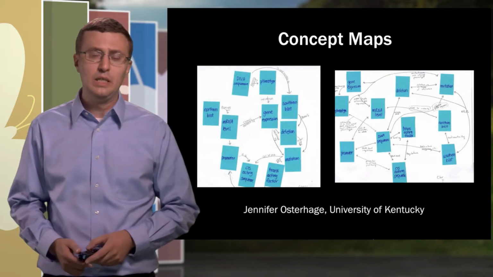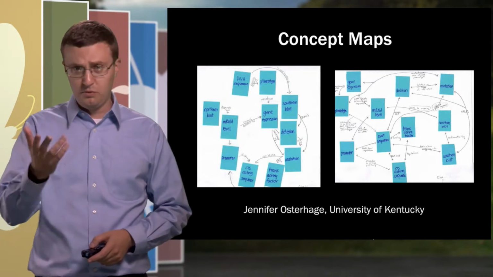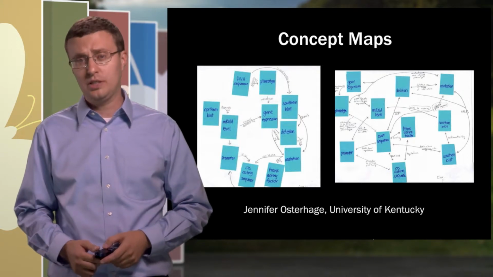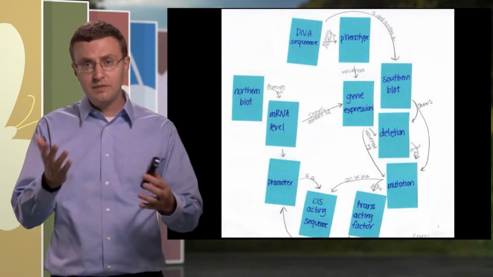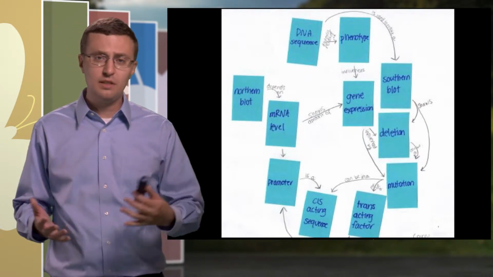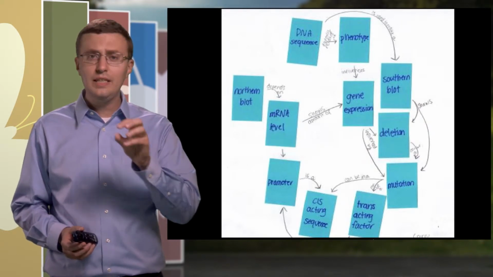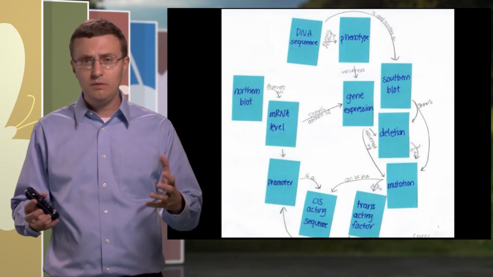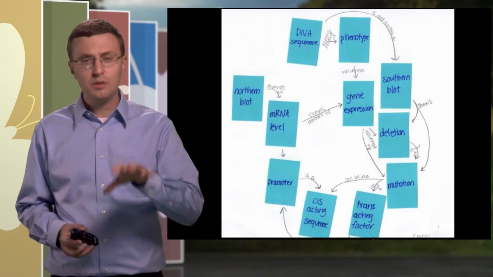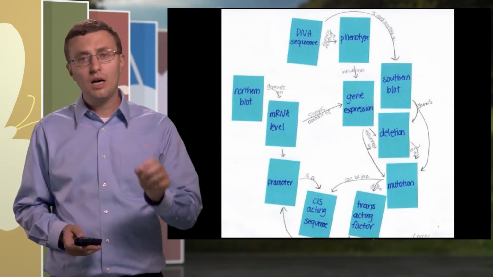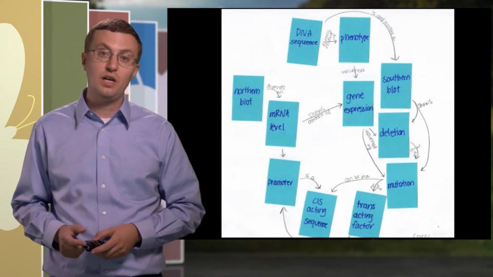So these are some examples from Jennifer Osterhage, who's at the University of Kentucky now. This was from a few years ago, she was doing a teaching as research project in a genetics course here at Vanderbilt. And so she had her students develop these concept maps as part of a study session. The idea with a concept map is that the students identify certain key concepts in a certain domain, right? It could be a whole course, could be a unit, could be a module. But they identify these key concepts and put them on the page somewhere.